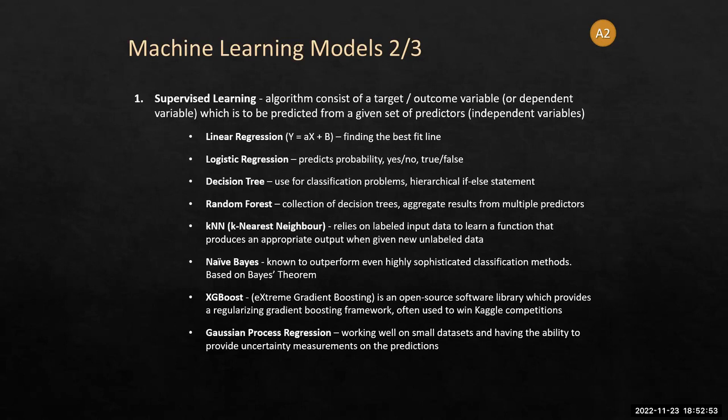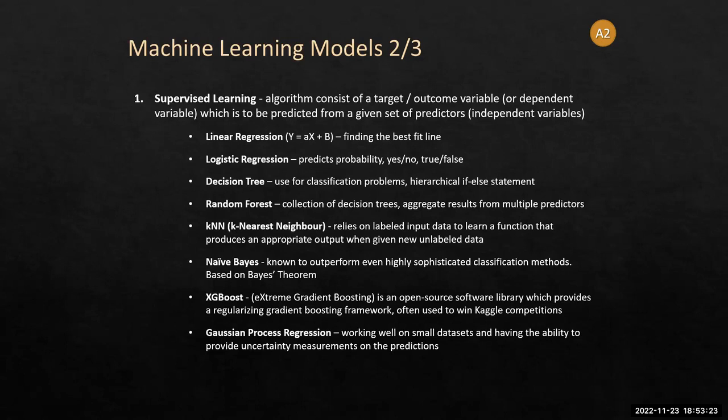So it relies on, that's the official text, labeled input data to learn a function that produces an appropriate output when given new unlabeled data. Basically, to know someone, talk to people who know that person. That's the human way of explaining this, but you can Google it and get more from that. Naive Bayes. Basically, there is Bayes' theorem, which you can Google. It's a very common algorithm to use.